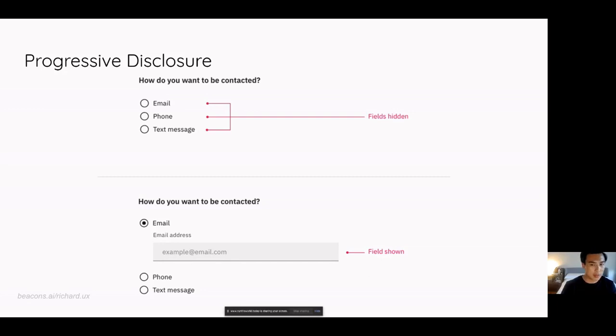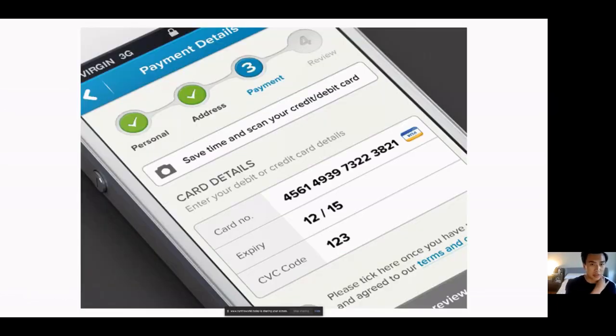So this is one example. Another example of progressive disclosure is actually splitting up a process into multiple steps. Typically you see this with checkout and payment and onboarding. Very rarely will you see a checkout process or onboarding experience in a single step. It's usually broken down into multiple steps because it allows people to focus their attention on just the core subtasks at hand.